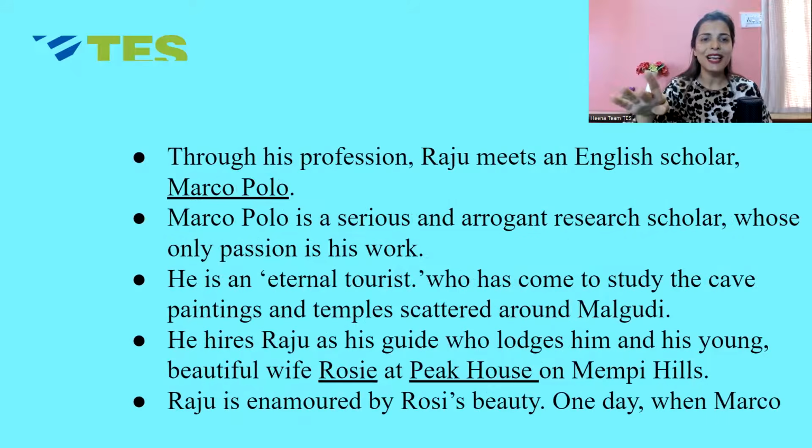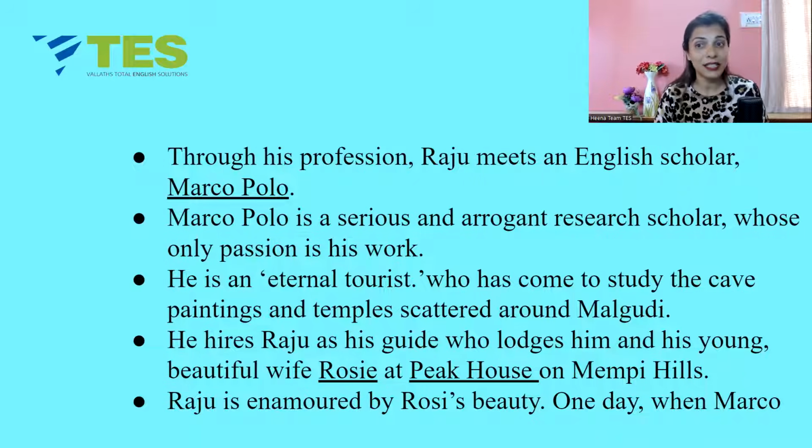We'll know what happens. Through his profession, Raju meets an English scholar named Marco Polo. Marco Polo is a serious and arrogant research scholar whose only passion is his work, okay? He does not like to talk to anybody. He's very dominating, haughty, and he just wants to devote himself to his work. He's an eternal tourist, which means that he keeps on moving from one place to the other because of his work. And he has come to study the cave paintings and temples scattered around Malgudi.